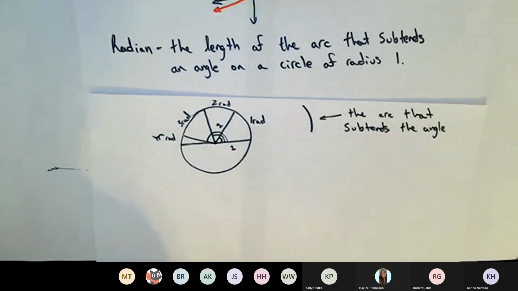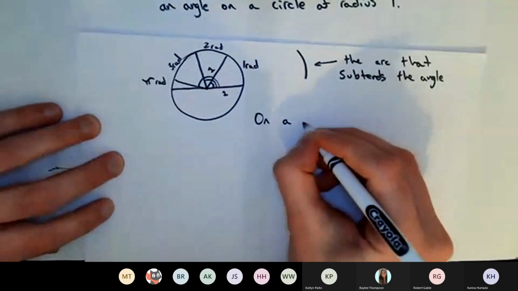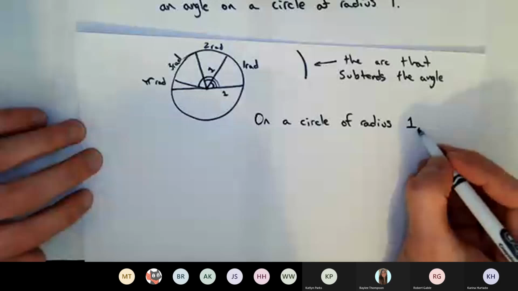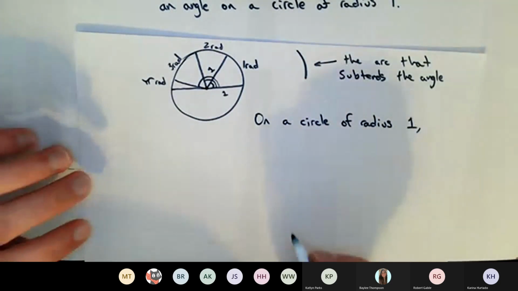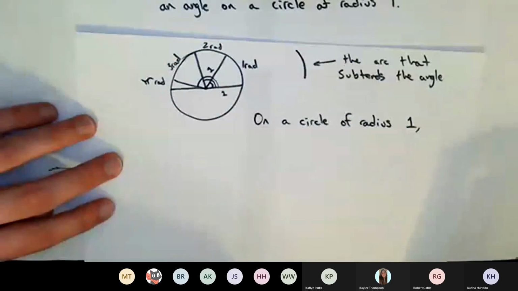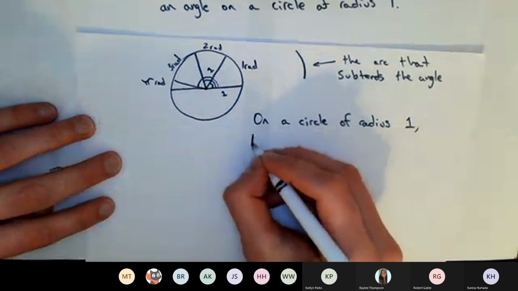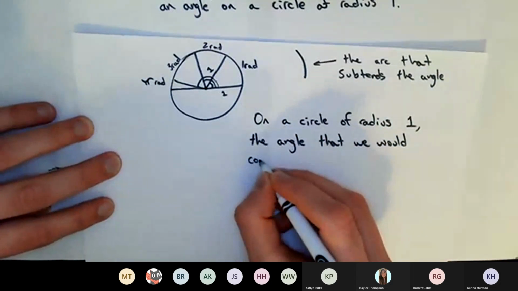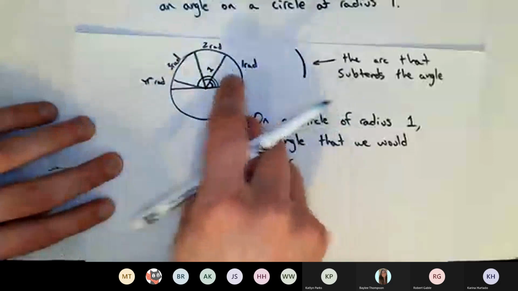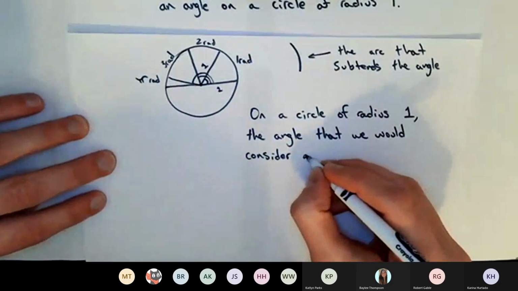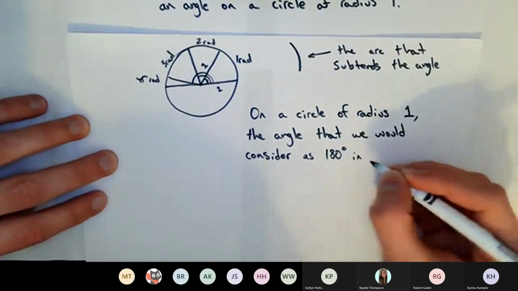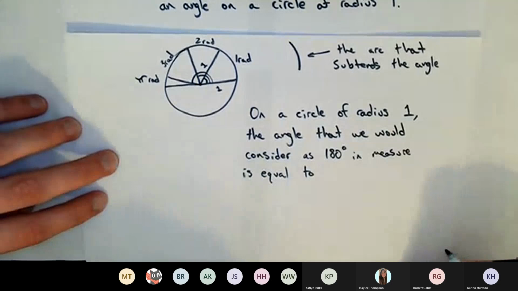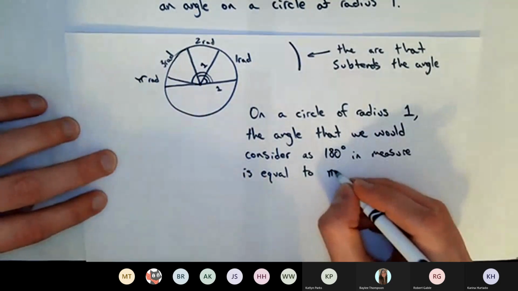So let me write out what is going on here. On a circle of radius 1, the simplest case, the angle that in degree form we would consider, what do we call that straight angle going all the way across, not all the way around the circle, but just halfway there? That's 180 degrees. So an angle whose size is 180 degrees is equal to how many radians? Well, 3.1415, et cetera. So pi radians.